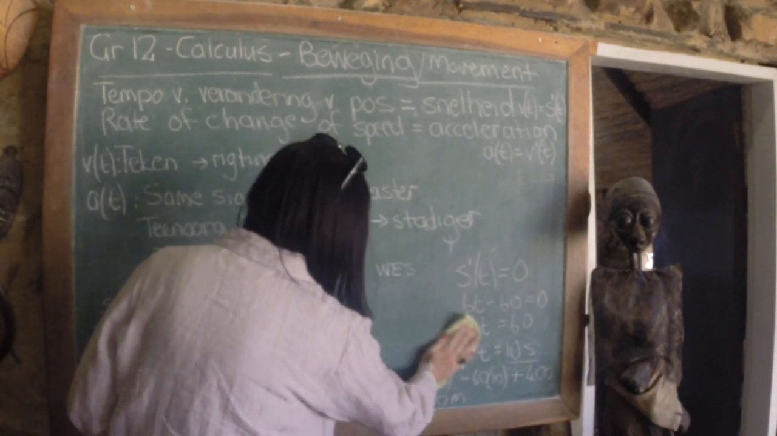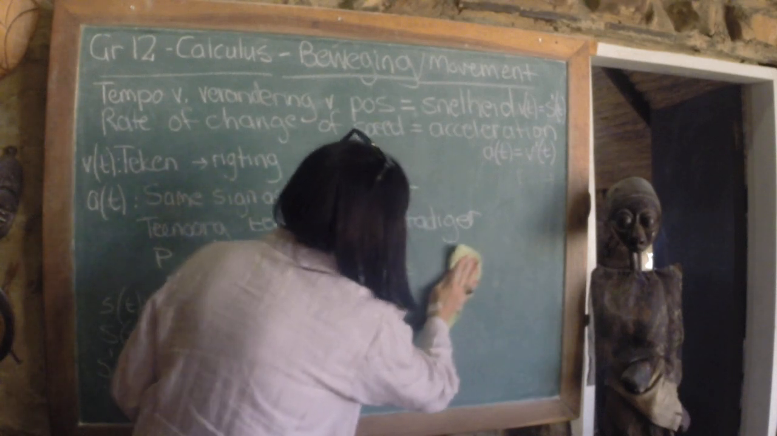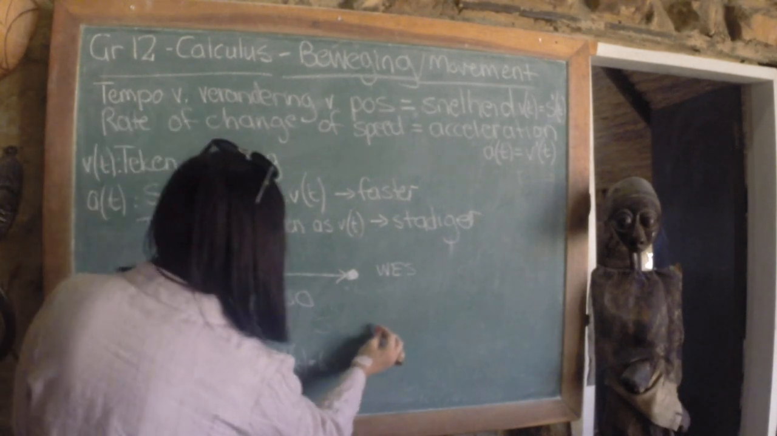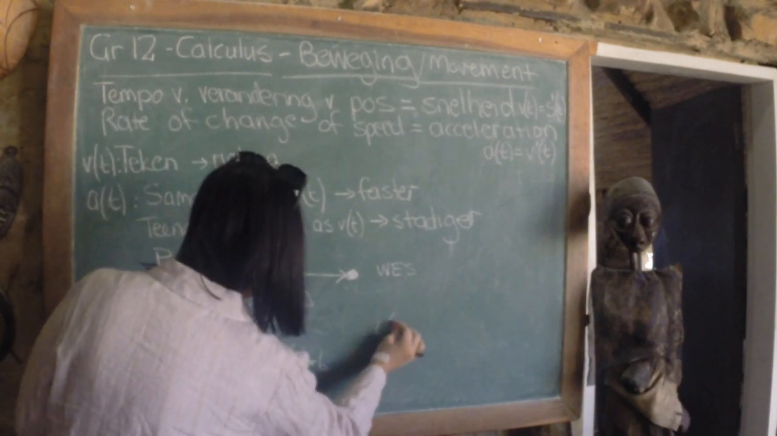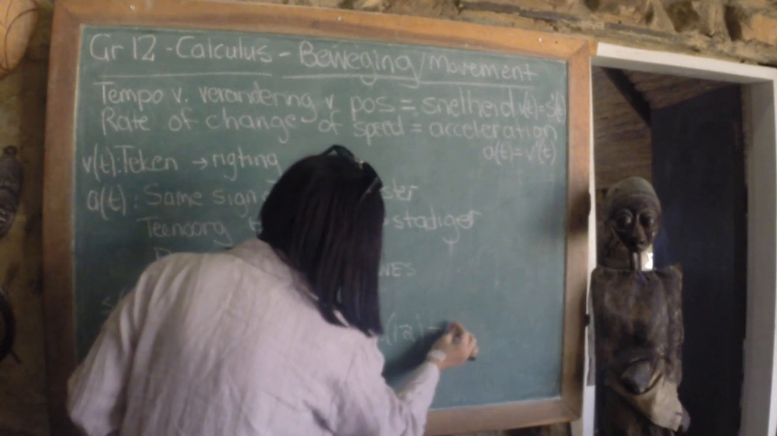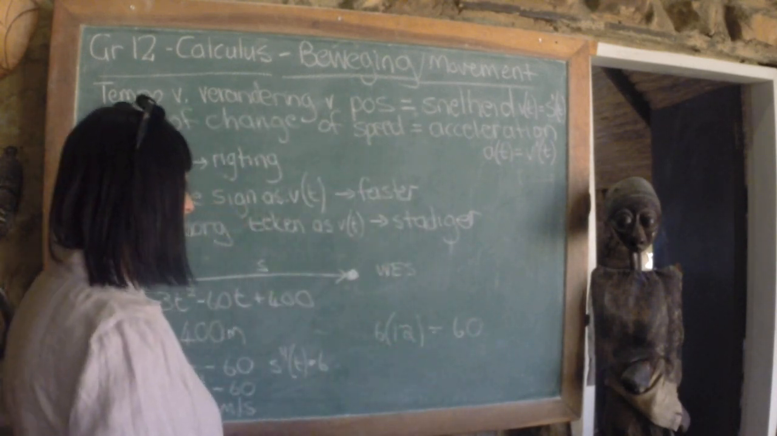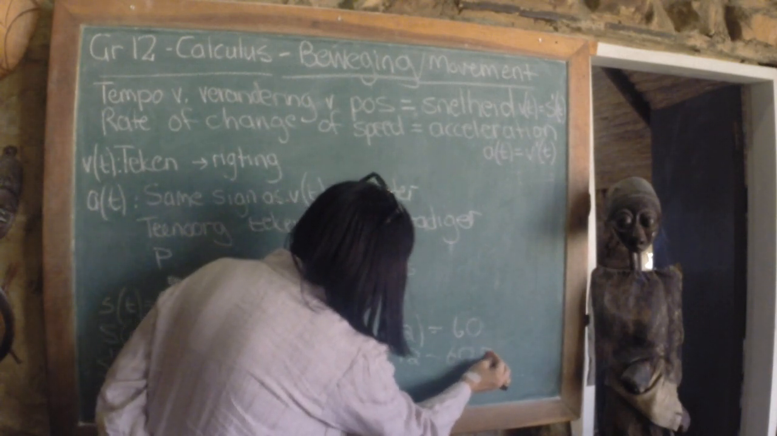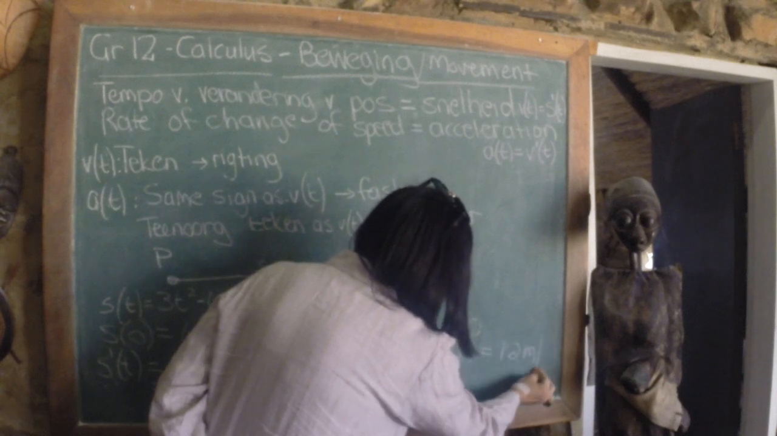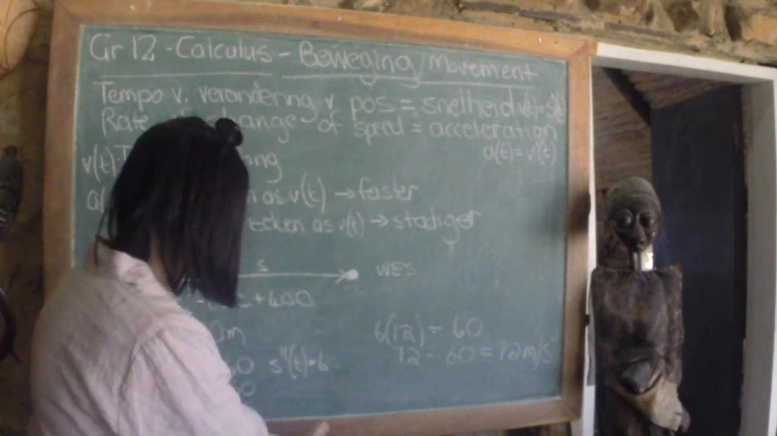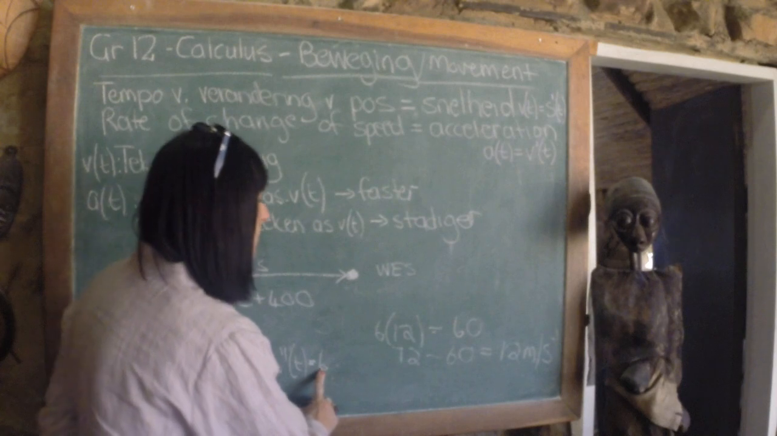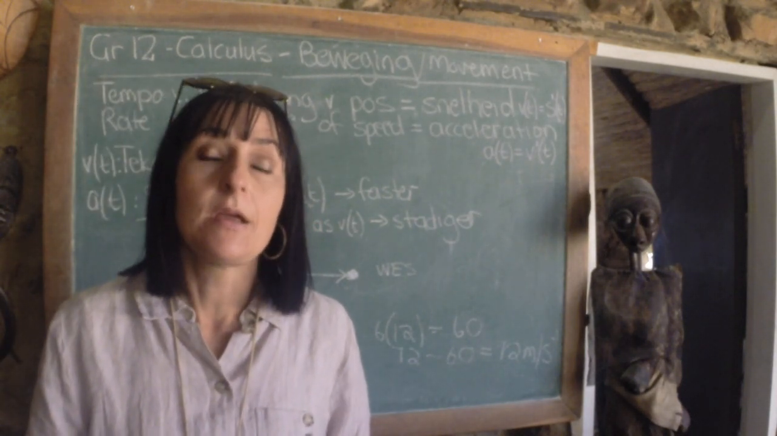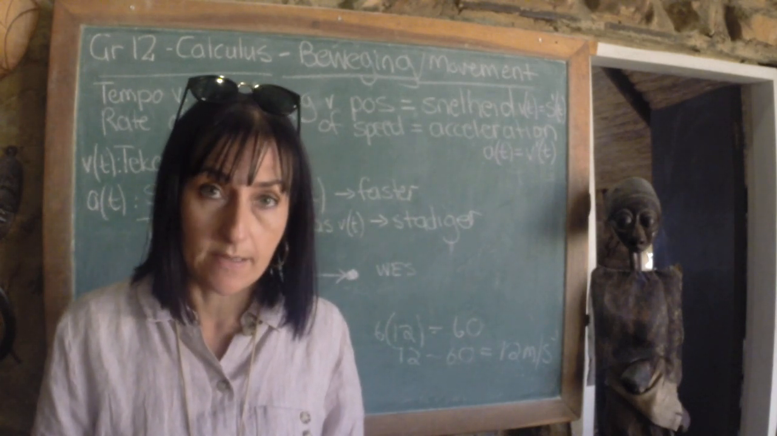Kom ons doen nou presies dieselfde, maar nou doen ons dit vir 12 sekondes. So ek gaan 12 in die afgeleide se plek sit. So dis 6 maal 12 minus 60. 6 maal 12 is 72 minus 60, en dit gee vir my 12 meter per sekonde. En daai ouetjie is nog steeds 6. They are both now positive, so after 12 seconds, this particle is going faster.